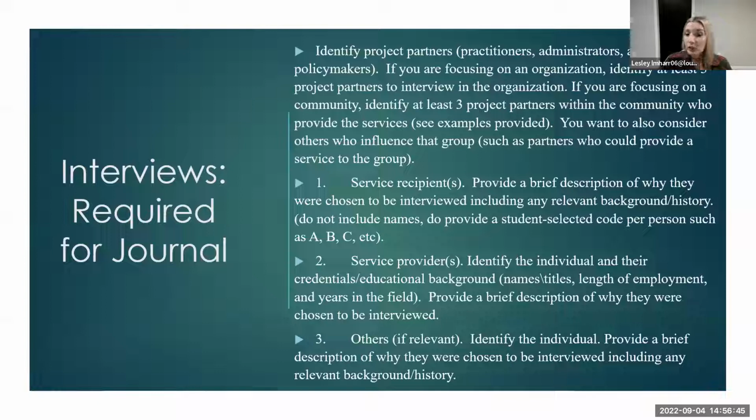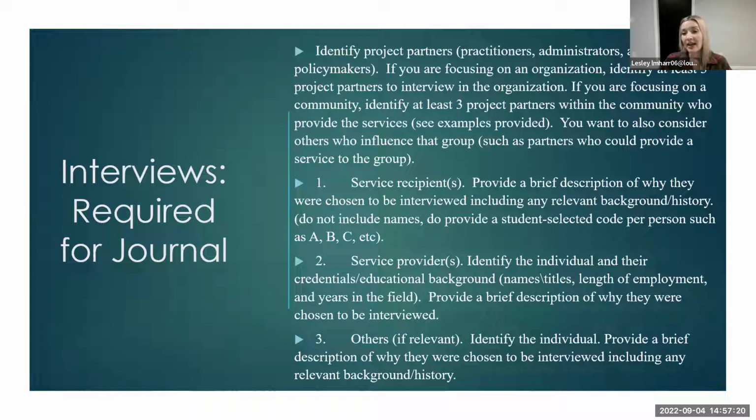You do not want to include names. So this should be confidential and de-identified. Do not provide a student-selected code per person, such as A, B, and C. I usually like to ask my participants, when I'm doing needs assessments, to give themselves a pseudonym or a code name that's meaningful to them. You could also include service providers, so identify the individual or their credentials or educational background, and provide a brief description of why they were chosen to be interviewed, or others.